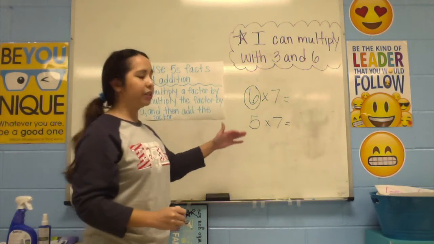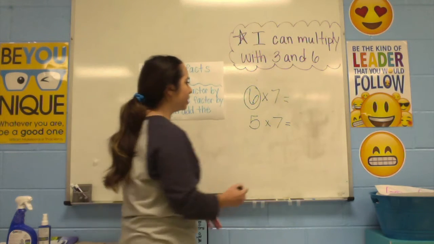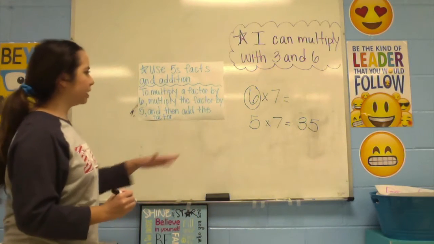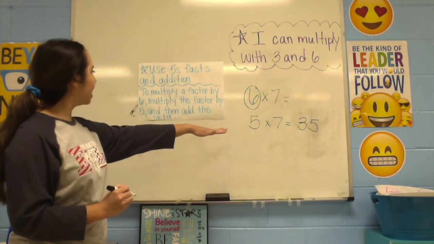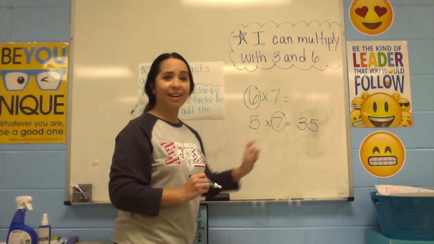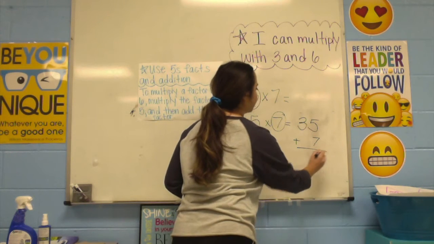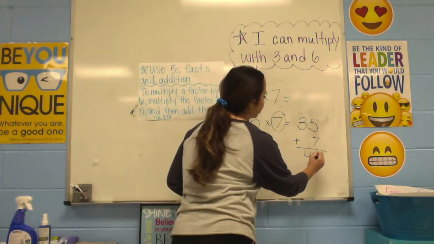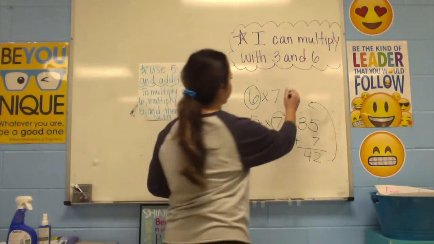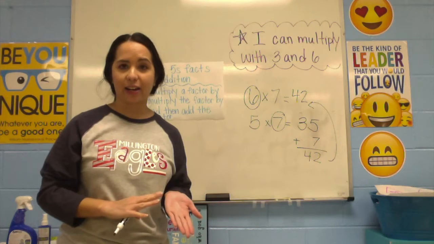Now, you could skip count on your fingers, and many of you already memorized this: 5 times 7 is 35. After you multiply 5 times 7 and get the product, 35, you take the second factor, which was 7, and add it to your product. 35 plus 7, boys and girls, is 42. Therefore, 6 times 7 is also 42. Again, this strategy is using your 5's facts and then adding to get your answer.